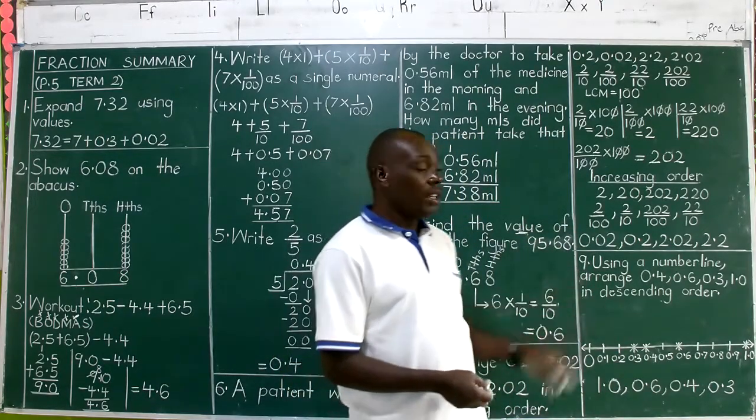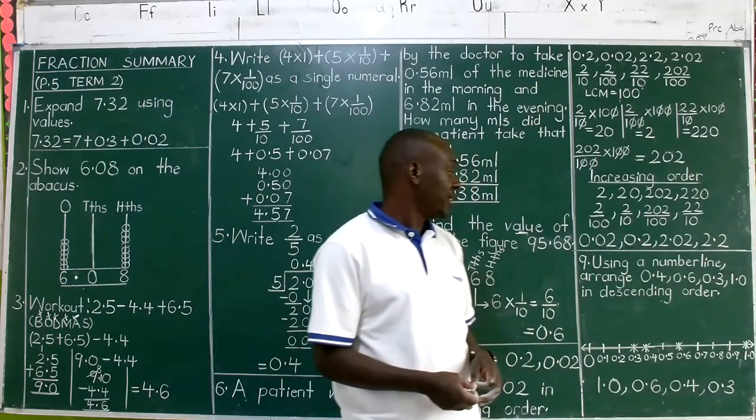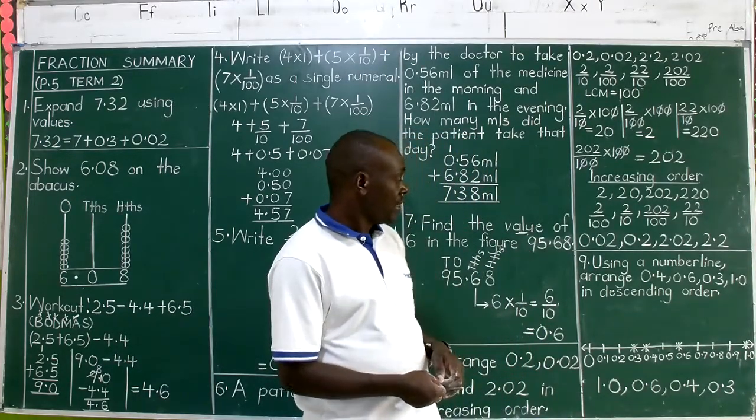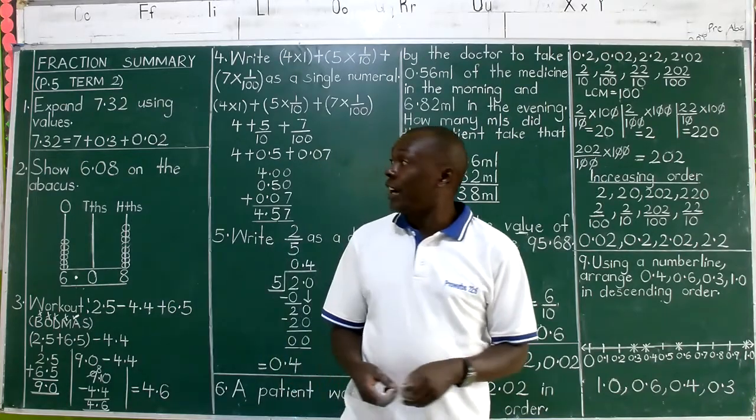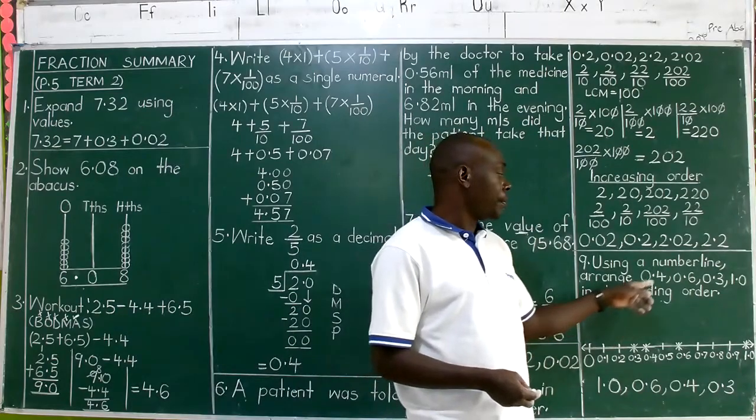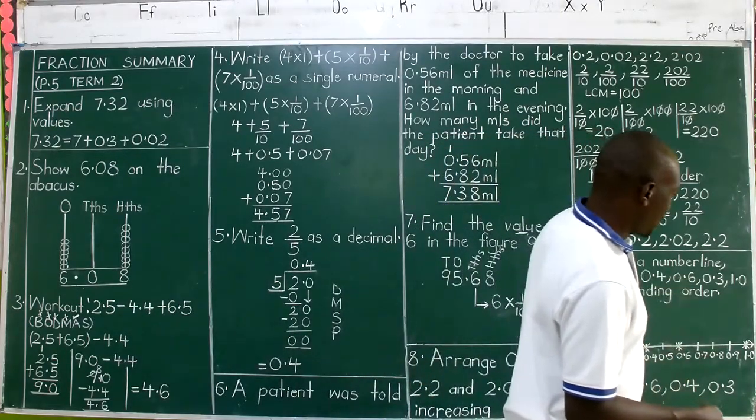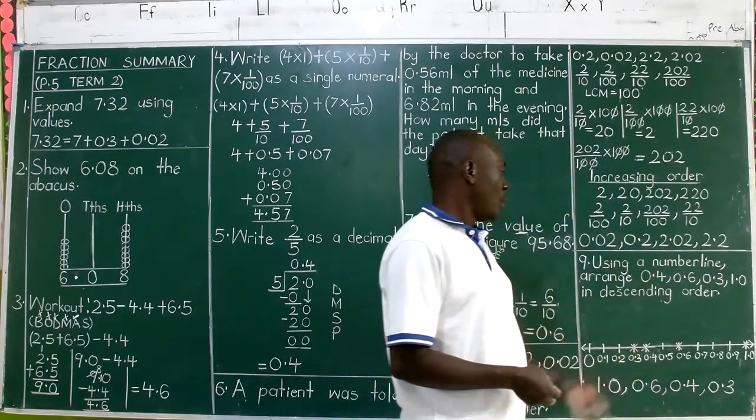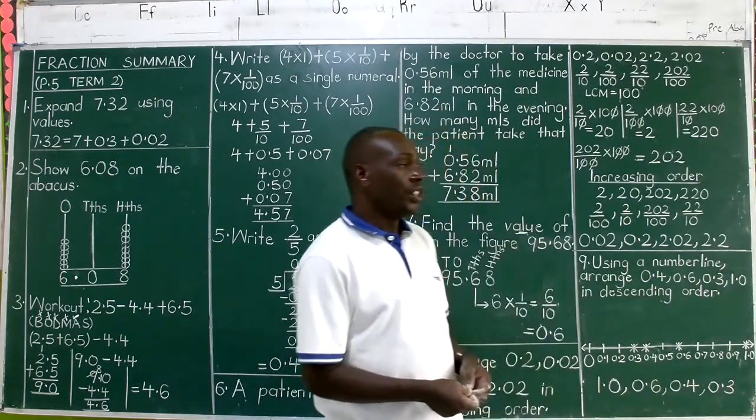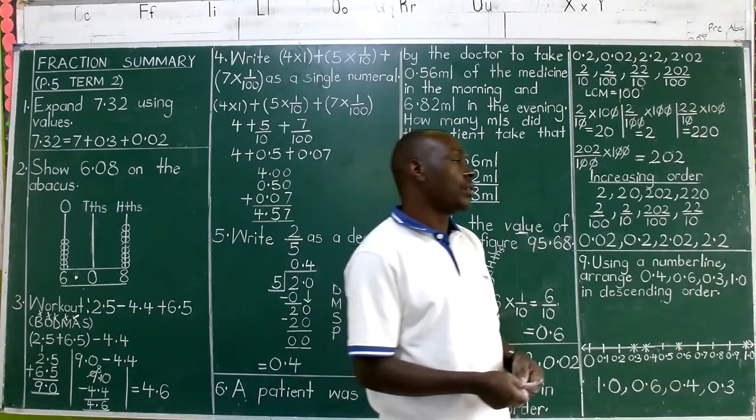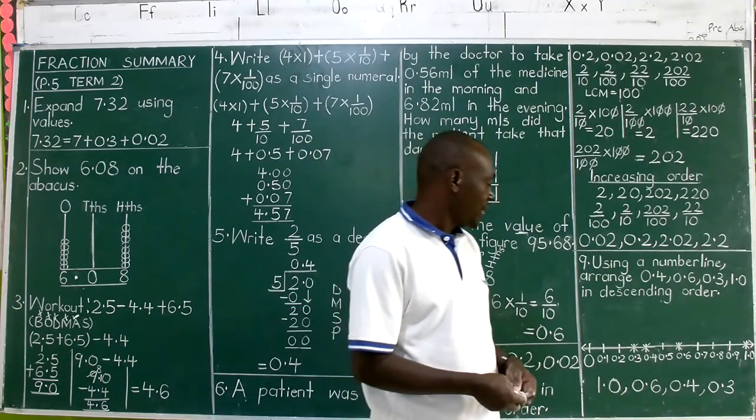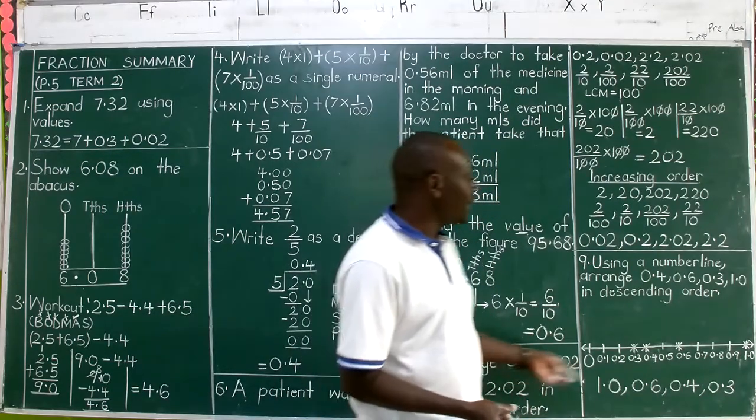Finally, we look at the last example today about our summary of fractions in our class P5. And so let's read. Using a number line, arrange 0.4, 0.6, 0.3, and 1.0 in descending order. To descend is to go down or reduce or go in lessening style. So we go backwards. So therefore we draw our number line.